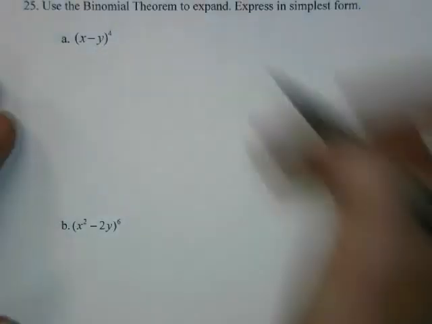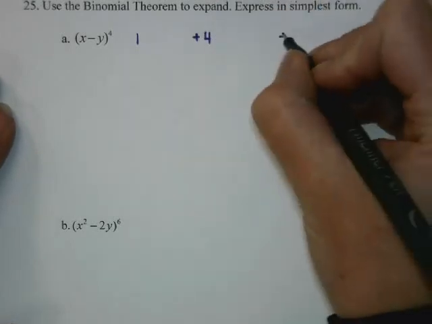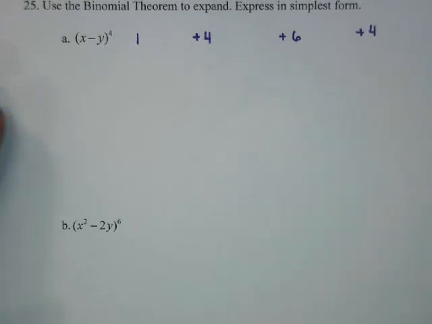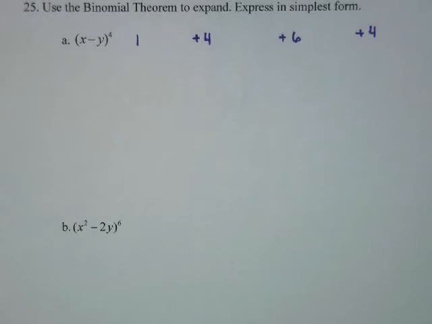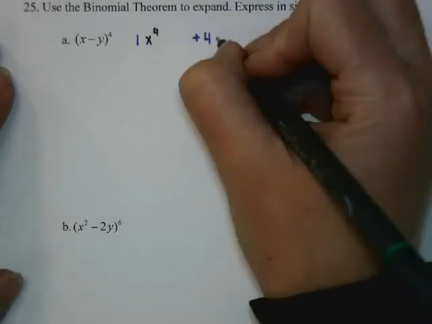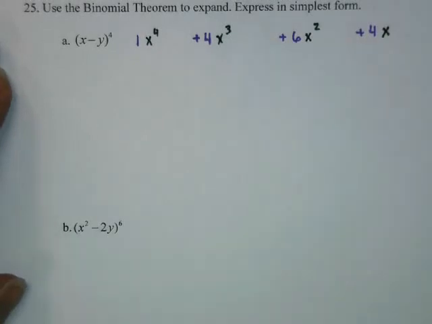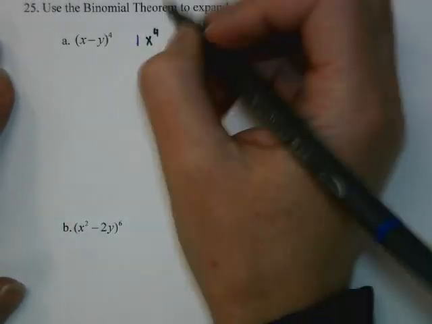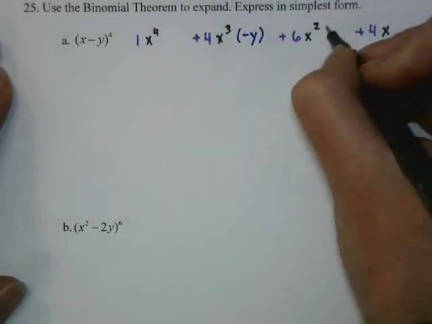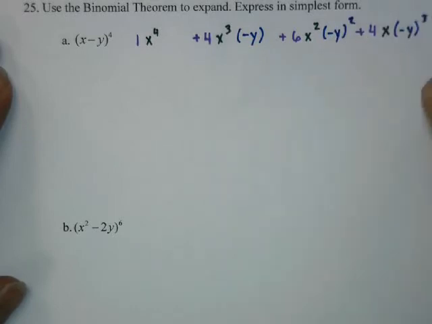Those are going to be our coefficients. So I'm going to put a 1, leave a space, plus 4, leave a space, plus 6, leave a space, plus 4, plus 1. Then I'm going to take the first thing in descending order: x to the 4th, x cubed, x squared, x, no x. And then the second thing, which is negative y. There's no negative y here. This is going to be negative y, negative y squared, negative y cubed, negative y to the 4th.